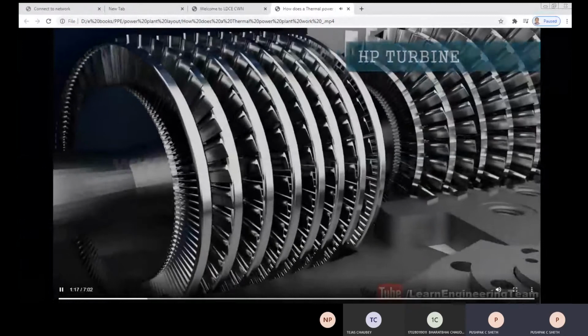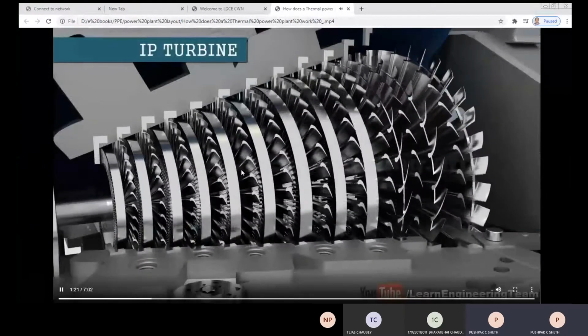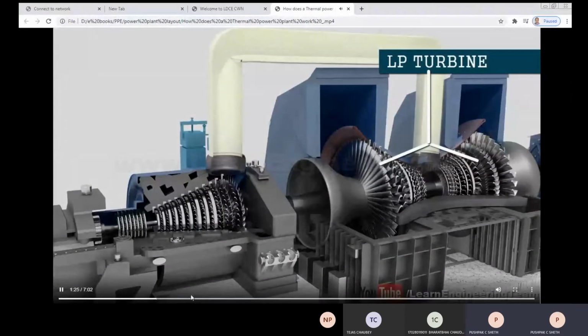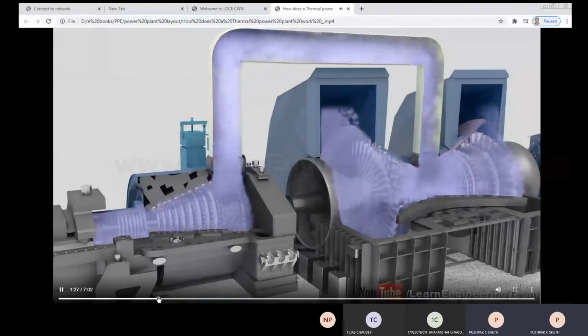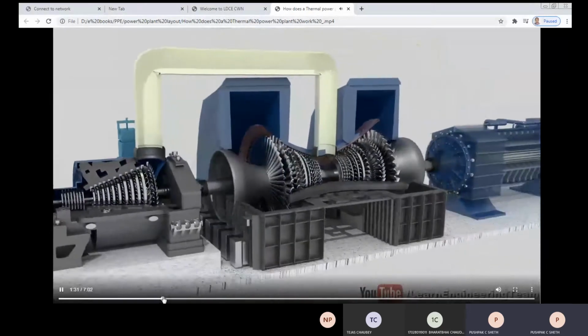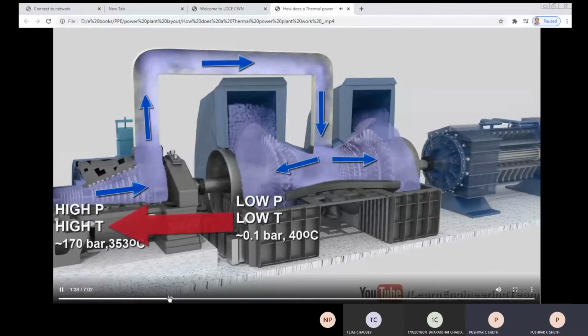That is the HP turbine. This is the IP turbine, that means intermediate pressure turbine, and that is the LP turbine, where the steam is expanded, and in turn you will get the energy. This is the basic mechanism.